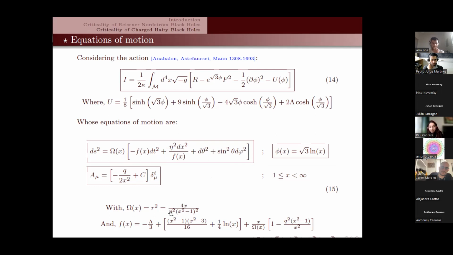Note that we are working here with x, that is a dimensionless parameter that runs from 1 to infinity, where the singularity is at infinity, and we have a boundary at x equal 1.